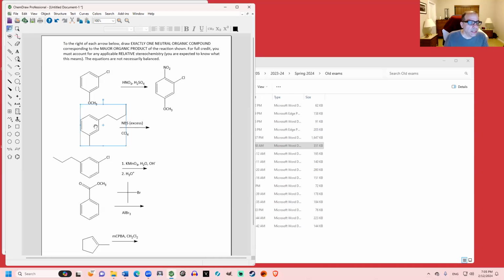Okay. This reaction we did in class today, and actually we did it last semester. This is using excess NBS, so it's going to replace all benzylic hydrogens with bromines. There's two benzylic hydrogens here. Those are going to get replaced with bromine. And then this CH3, that's three more benzylic hydrogens. So that would become CBr3.